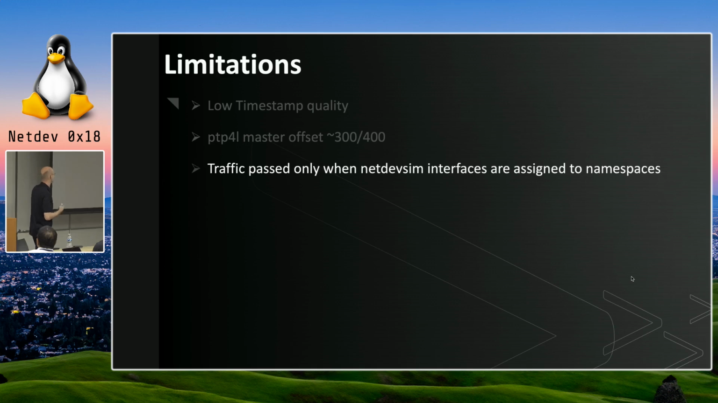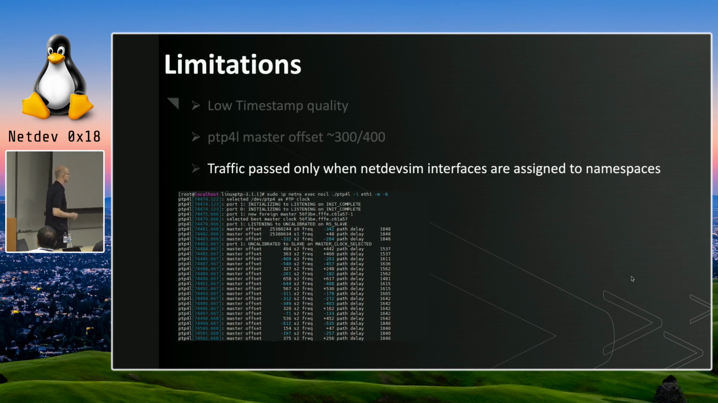So the traffic, as I mentioned, is only passed when we are assigned to namespaces. So basically, we run PTP4L inside our namespace, this is for the client part. Give it just regular commands. It doesn't need any extra transmit timeout flags or anything like that, because fortunately we do this fast enough. And then it will start, and you can see that it more or less syncs.